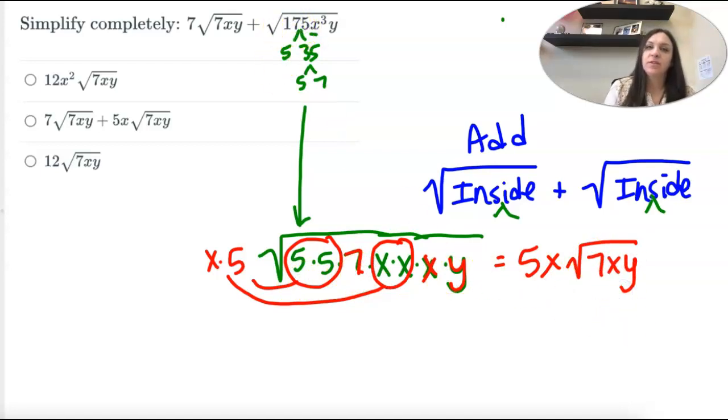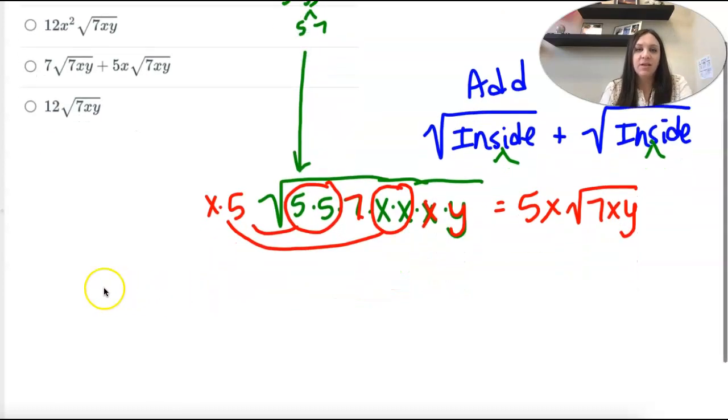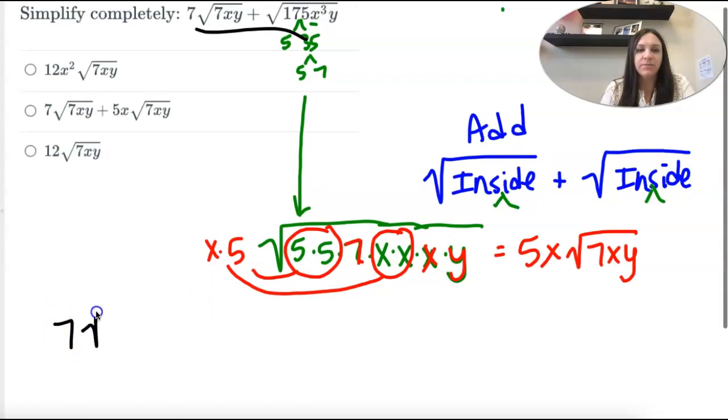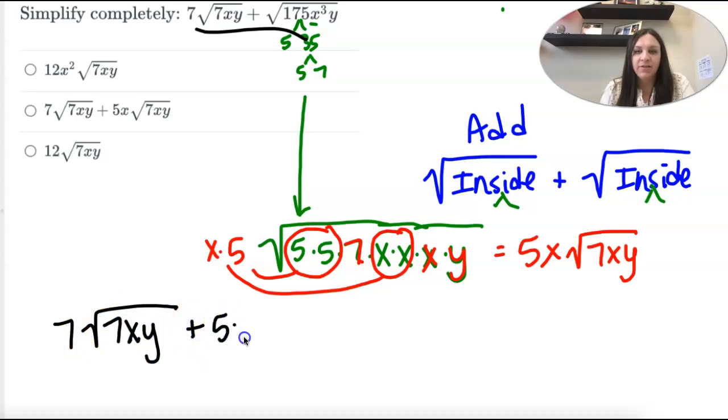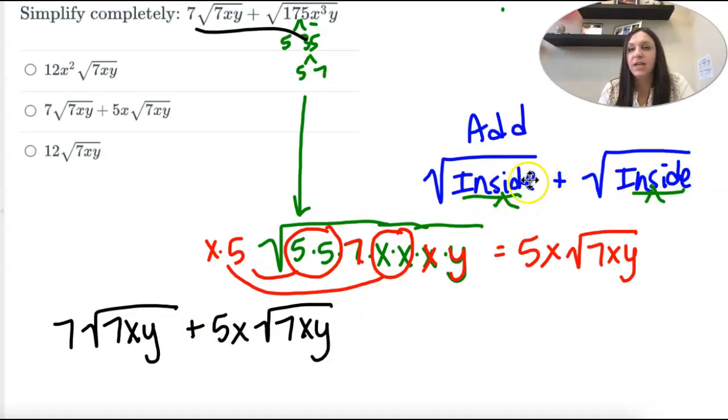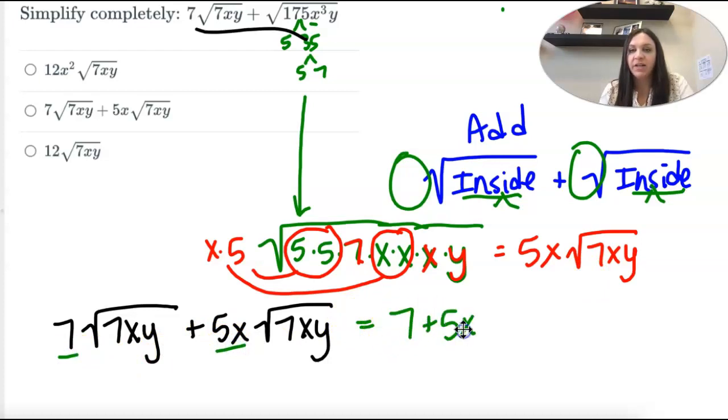y. So now let's look. I'm going to rewrite this as 7xy plus 5x, 7xy. Okay, so now my insides are the same. Woohoo! Once they're the same, they stay, and we add the outside. Okay, so I'm going to take 7 plus 5x, and then all that work we just did for square root of 7xy, it stays.